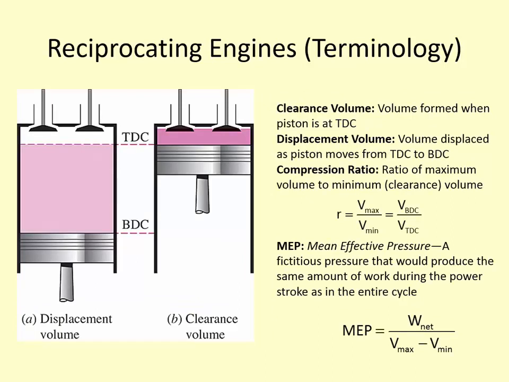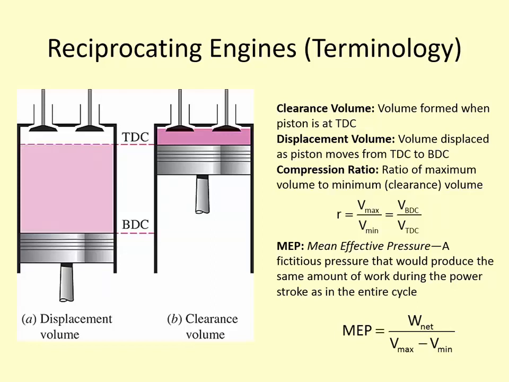The compression ratio is a ratio of our maximum volume to our minimum volume. So our maximum volume is the volume that is encompassed by the cylinder when we're at bottom dead center. So it's this displacement volume plus the clearance volume. And then the minimum volume is just the clearance volume.